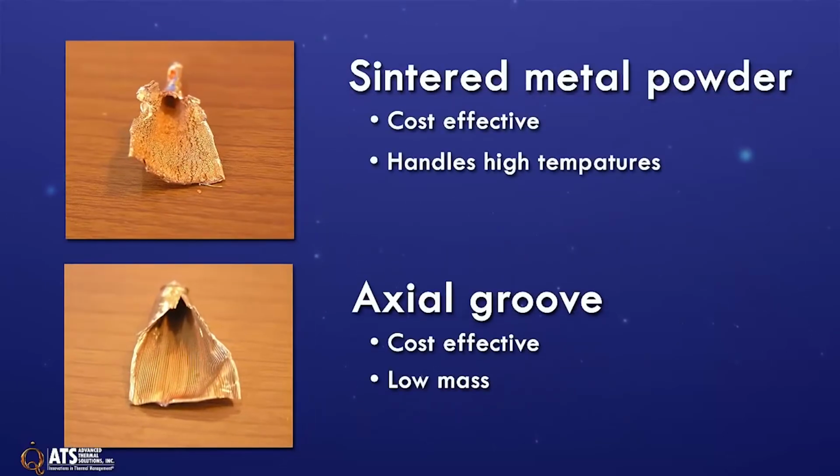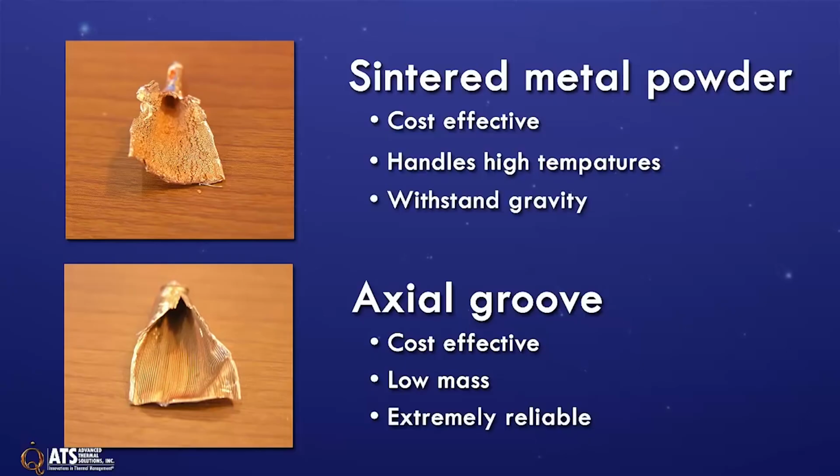ATS's off-the-shelf heat pipes use both sintered powder metal and grooved wicks because they are cost-effective and provide high thermal conductivity. ATS's sintered powder metal heat pipes have the added advantage of being able to handle high heat fluxes and deployment in any orientation, even against gravity. ATS Design Services can custom develop heat pipe solutions including both homogeneous and composite wicks depending on the application.